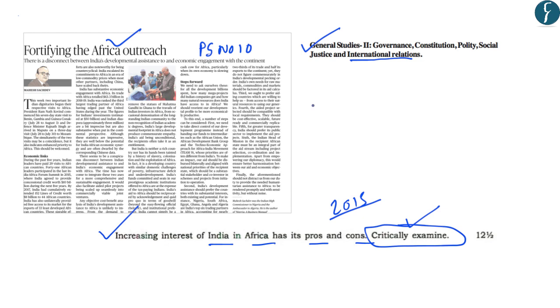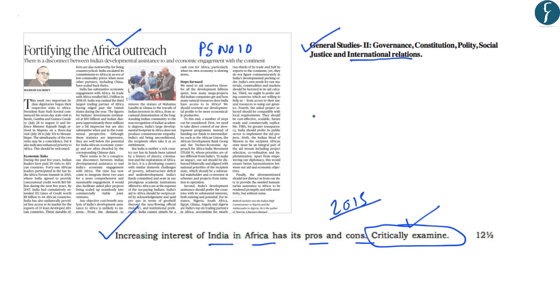So mainly the author in this article has highlighted the difference between India's developmental assistance and the reciprocal economic engagement by Africa. So to highlight India's developmental assistance, the author has highlighted various trends in the India-Africa relations and the ways in which India has provided assistance to Africa. However, the author has raised the concern that this developmental aid or assistance by India has not been converted into sustainable engagement between India and Africa.